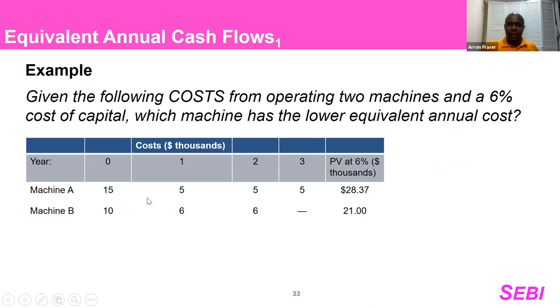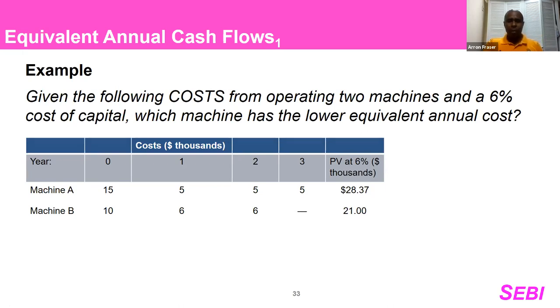we can go to the discount factor table. We know the cash flow is five. We see what the year one factor is, multiply by five, and we could do it right through to year three, and we should get 28.37, and 21 for machine B. So if we look at it just like this, without going through the other step of finding the equivalent annual cost, we'd say machine B is cheaper because it's only 21 compared to 28.